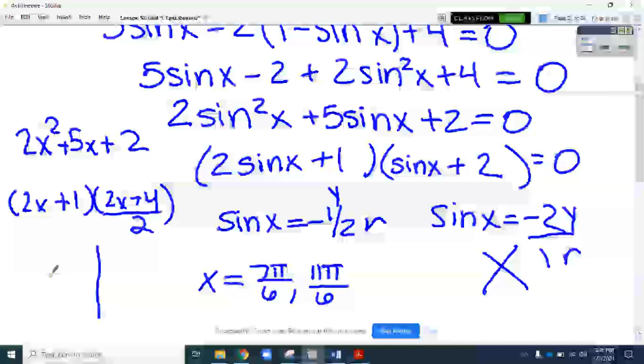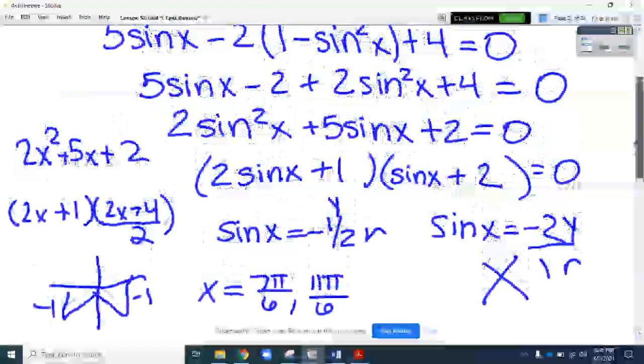Sine is negative in the bottom two quadrants, right? So I go bottom two quadrants. If this is -1/2, my reference angle is 30. So that's my 7 pi over 6 and my 11 pi over 6 are my final answers.